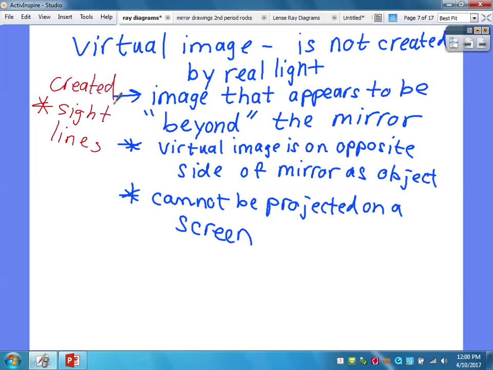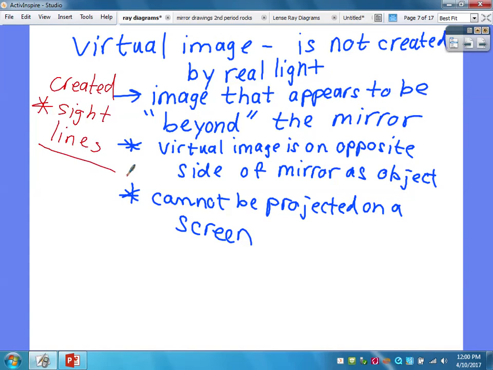And again, this is very strange. This is basically your brain essentially predicting or interpreting where the light rays would intersect in the mirror itself, creating that image. It is an image that's created by your brain trying to interpret the light that it's seeing. All right? So it's created by imaginary sight lines. And again, we'll understand what that means when we start drawing out some of these ray diagrams.